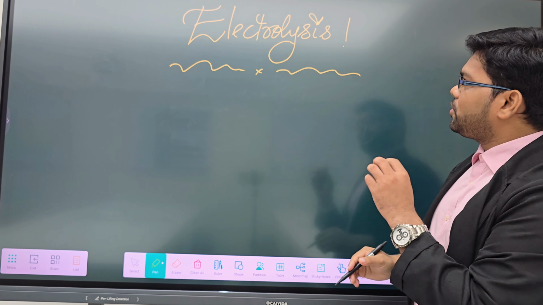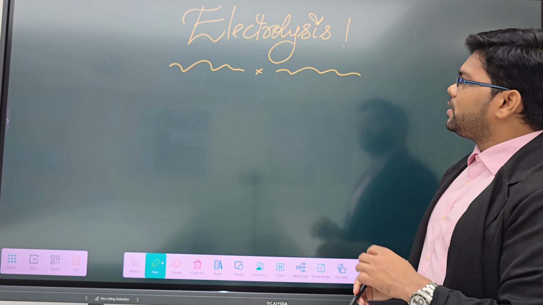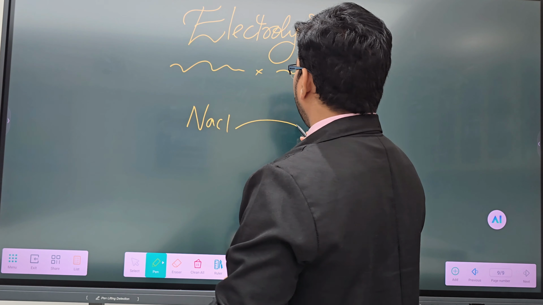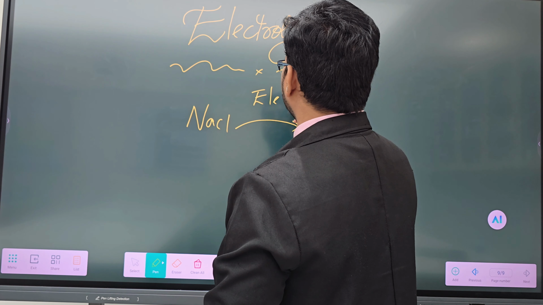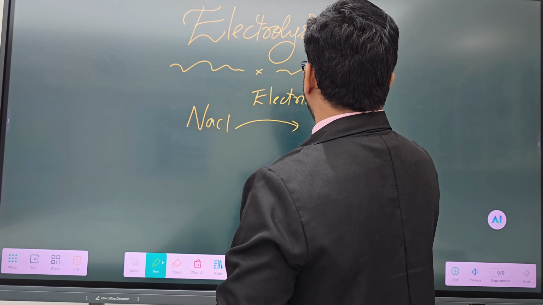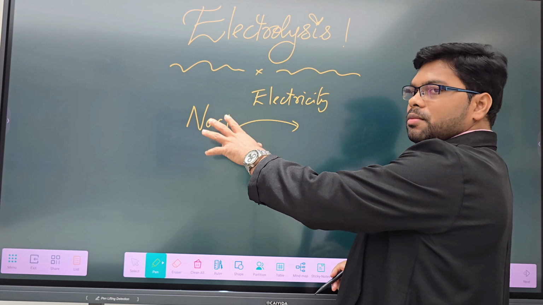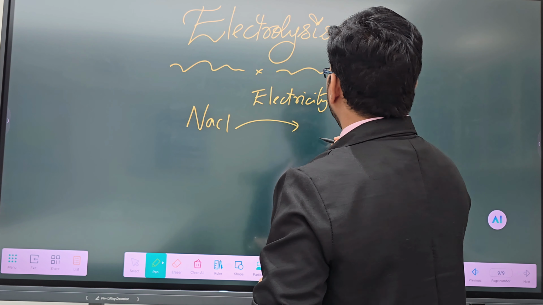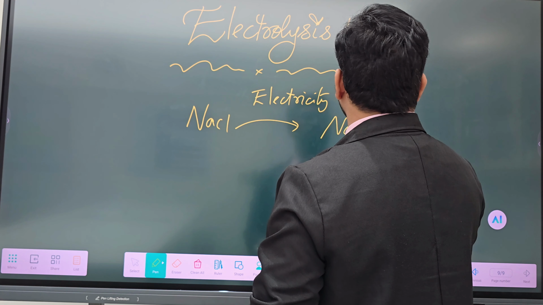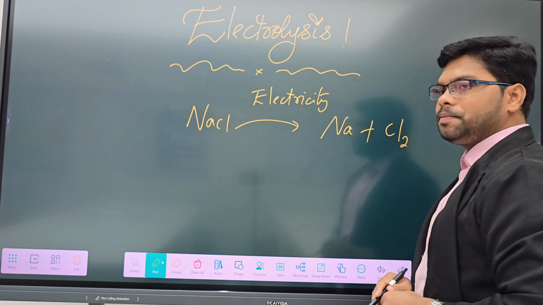So basically electrolysis is the decomposition of ionic compounds with the help of electricity into the simplest elements. The compounds break down into simplest elements. So if I talk about sodium chloride, it's an ionic compound, and if I use electricity for this, it should be molten, then it's going to form sodium metal and chlorine gas.